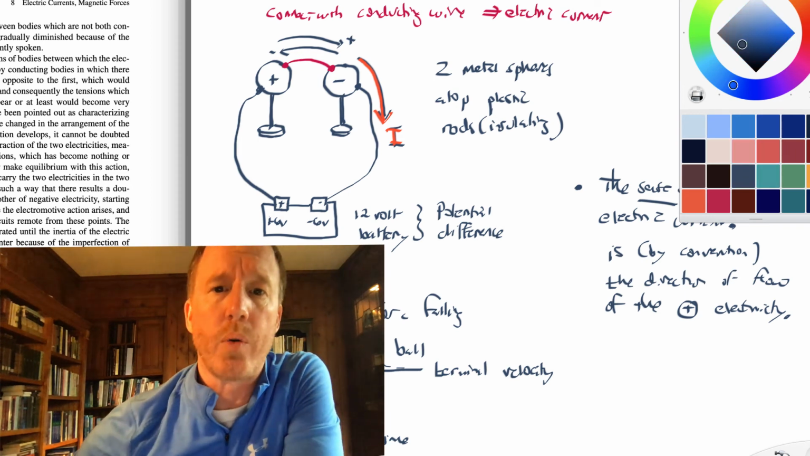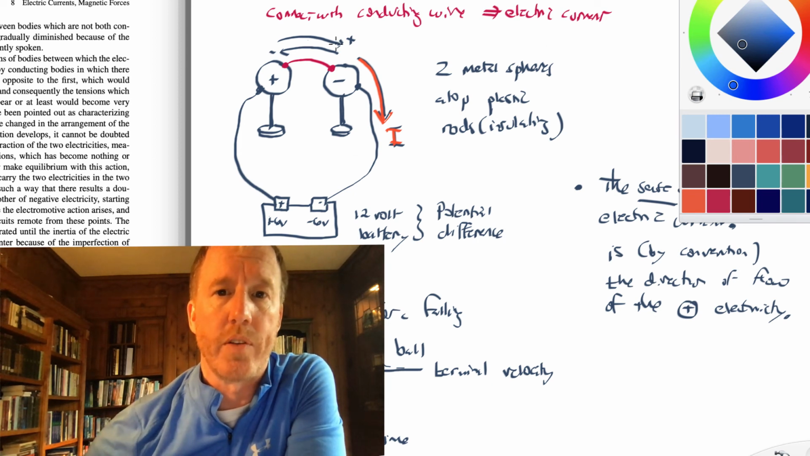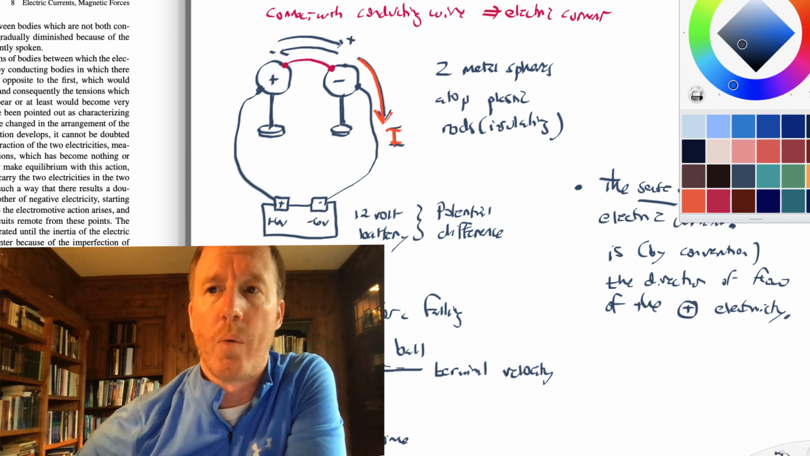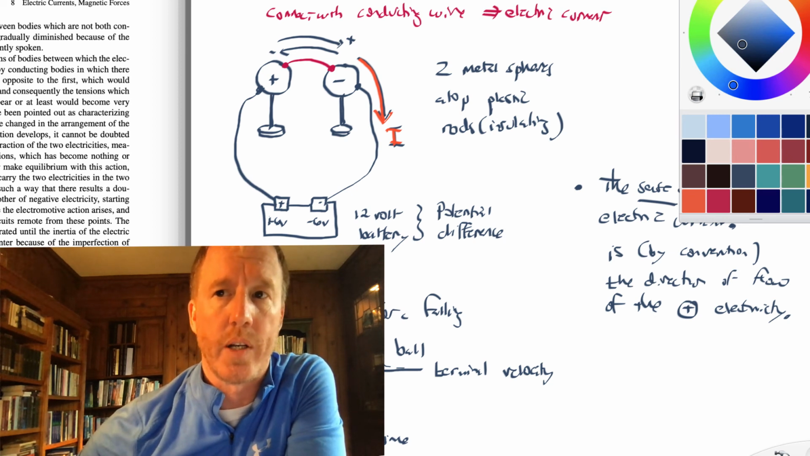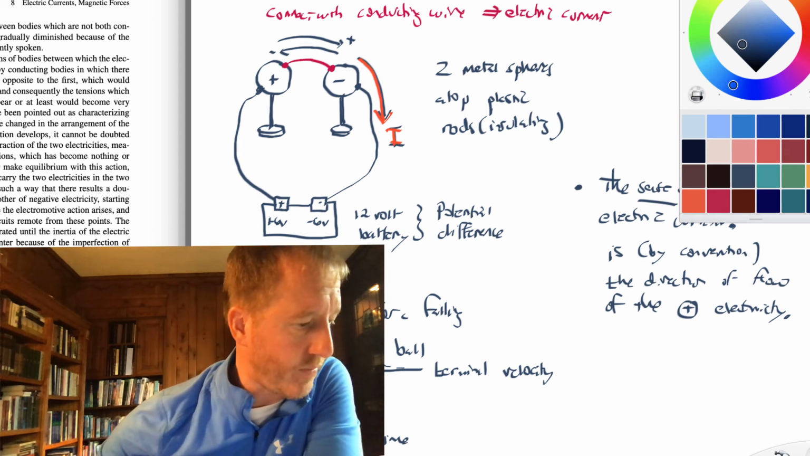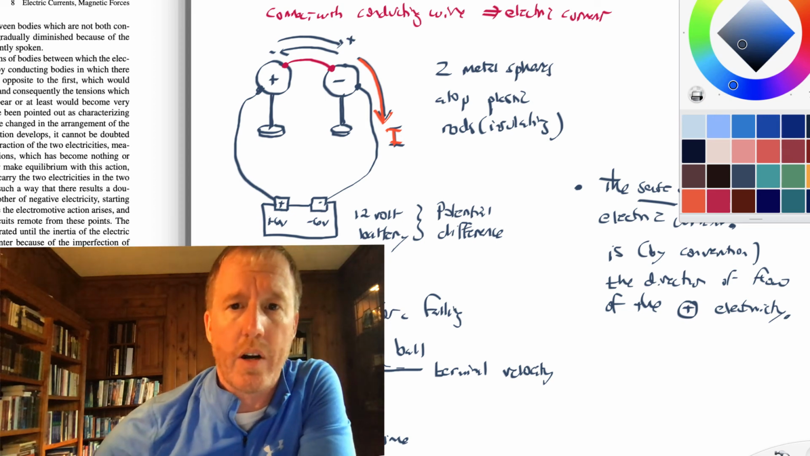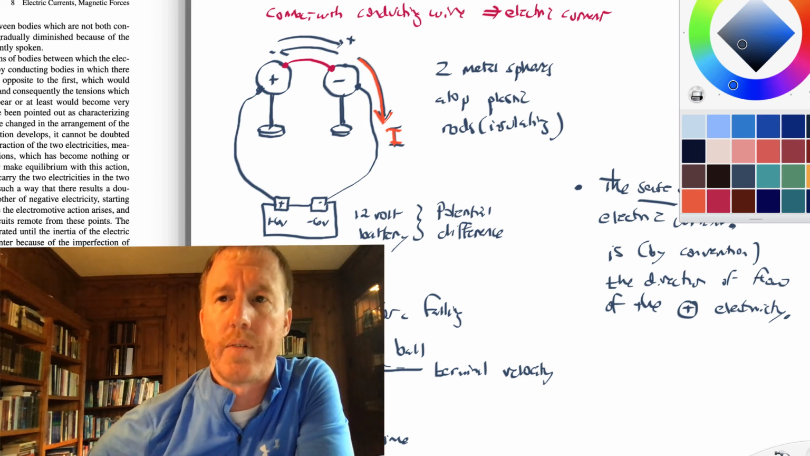In reality, we don't know at this point which is really flowing, or if both are flowing. Is it the positive charges that are moving this way? Is it the negative charges that are moving this way? Or is it both positives going this way and negatives going this way? Well, he says it doesn't matter. We'll just talk about the direction positive charges are going and call that the direction of the electric current.